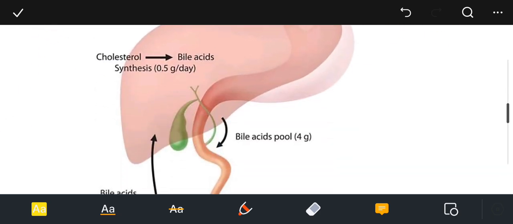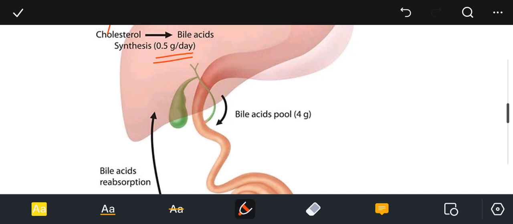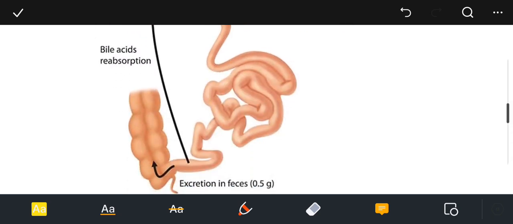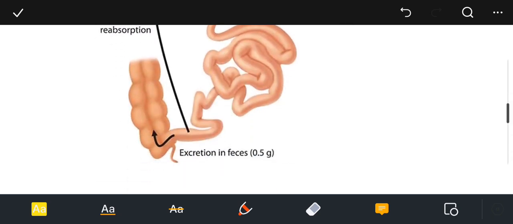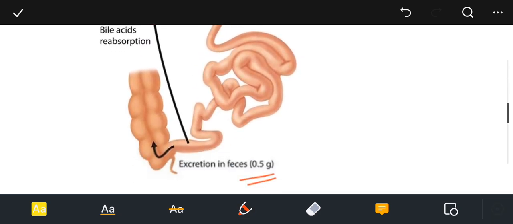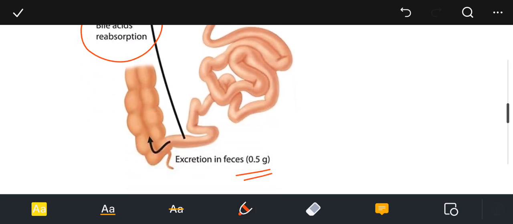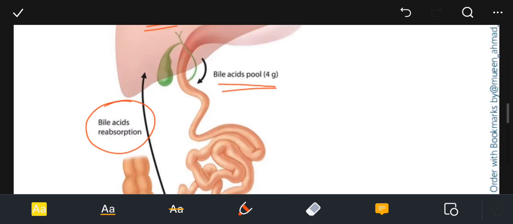So here you can see the enterohepatic circulation of the bile. The cholesterol is converted into bile at a synthesis rate of 0.5 grams per day. This bile goes to the circulation. The bile acid pool, 4 grams of the bile, is entering the circulation. The excretion into the feces is only 0.5 gram, while the rest, some 3.5 grams, are being reabsorbed, because only 0.5 gram of bile salts is being excreted per day. So you must remember this thing.